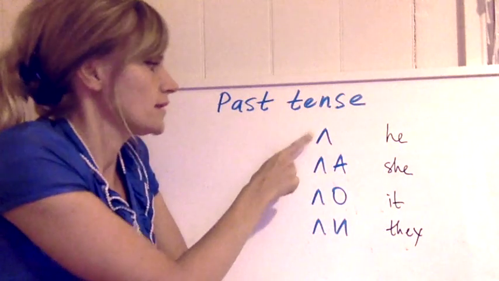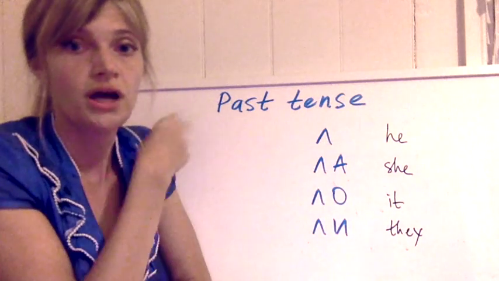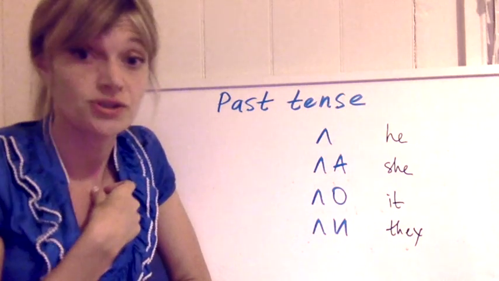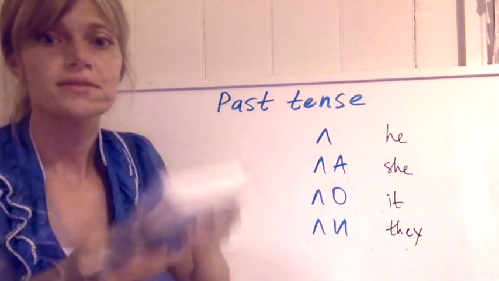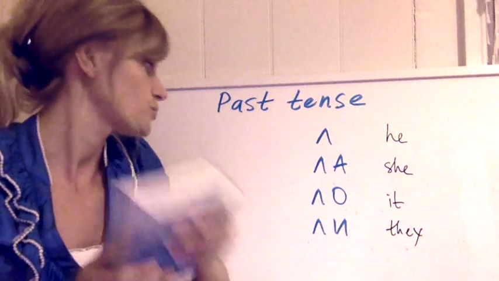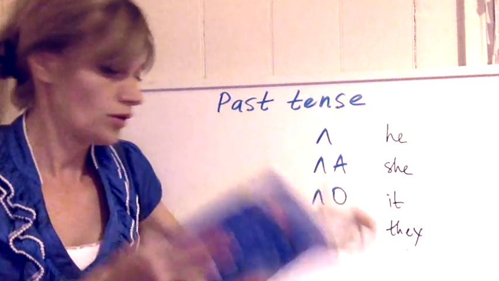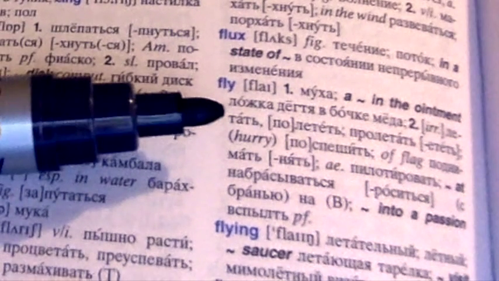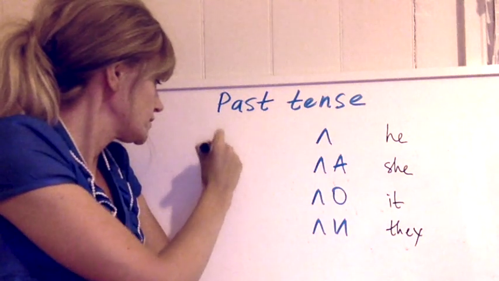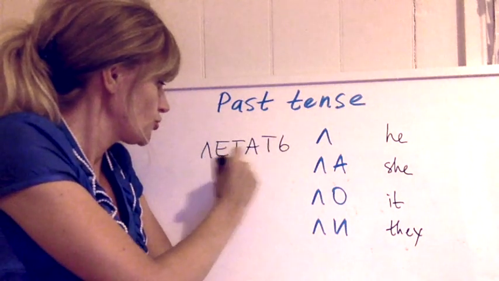Knowing these endings, that this belongs to masculine gender, this feminine gender, lo, it, li, they, plural, you can take any verb from the dictionary and change it to a past tense. Easy. Let's pick any random verb and put it in the past tense. Okay. This is what I pick. Fly. Летать, to fly.